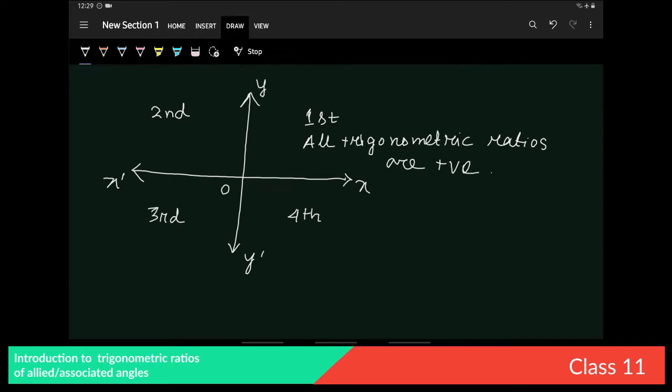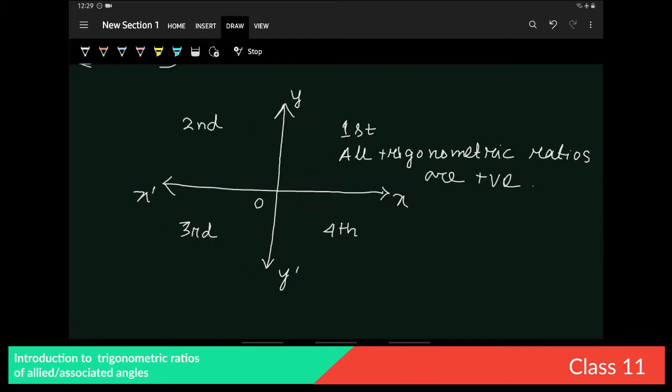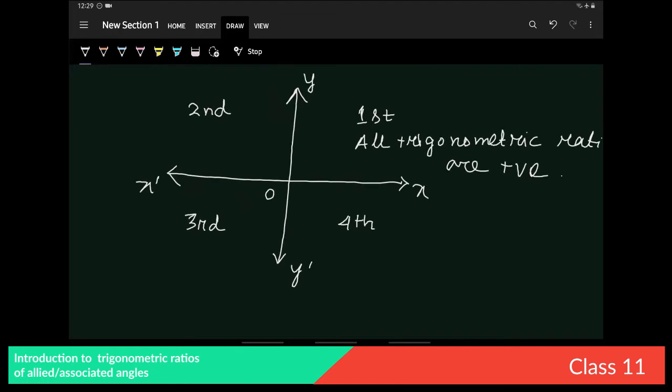Okay, in first quadrant, all the trigonometric ratios, that is sine theta, cos theta, tan theta, and their reciprocals, that is cosec theta, sec theta, and cot theta, all the trigonometric ratios are positive. Okay, so according to the sign convention, in second quadrant, it is saying that sine theta and its reciprocal, that is cosec theta, will be positive, but the rest trigonometric ratios will be negative.